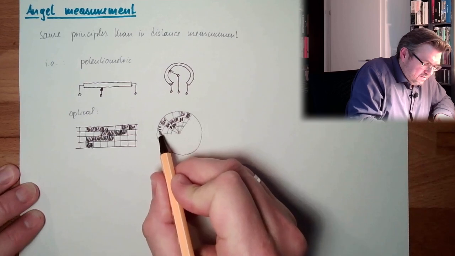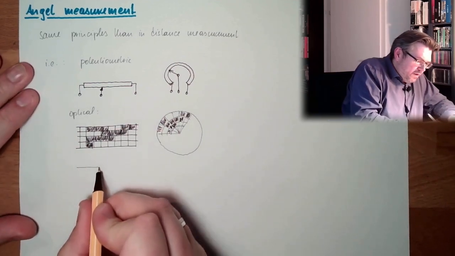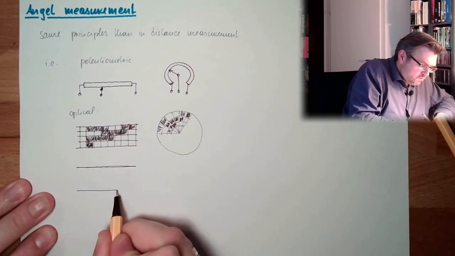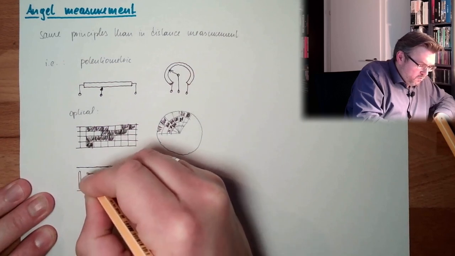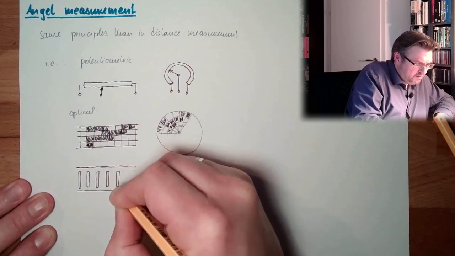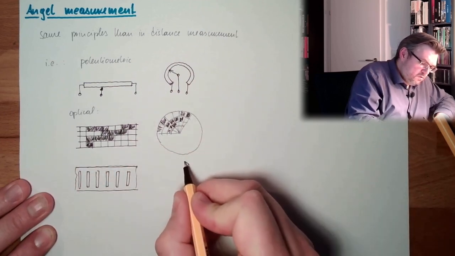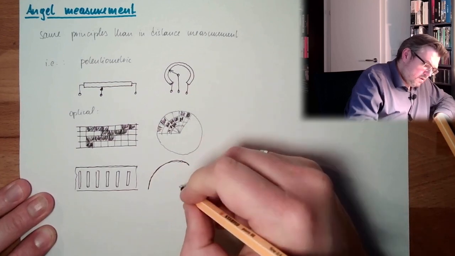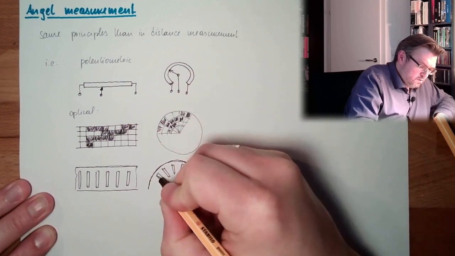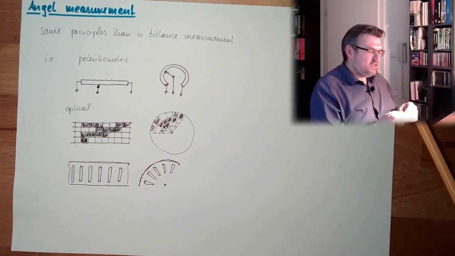This is exactly the same principle. Or also optical. We had this ruler with the gaps. Incremental measurement, optical incremental measurement. Here also make a disc. Same principle. These are just some examples.